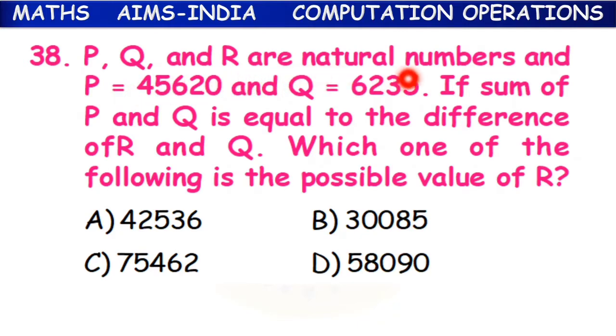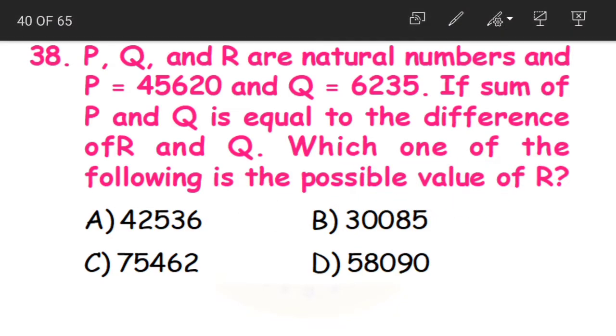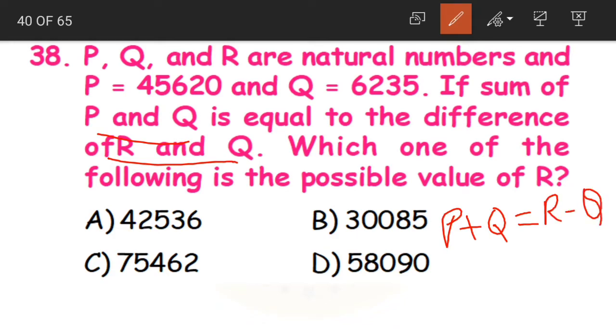P, Q and R are natural numbers and P is equal to 45,620 and Q is equal to 6,235. If the sum of P and Q is equal to the difference of R and Q, then which one of the following is the possible value of R? What are they saying? Sum of P and Q, that is P plus Q, is equal to the difference of R and Q, R minus Q.